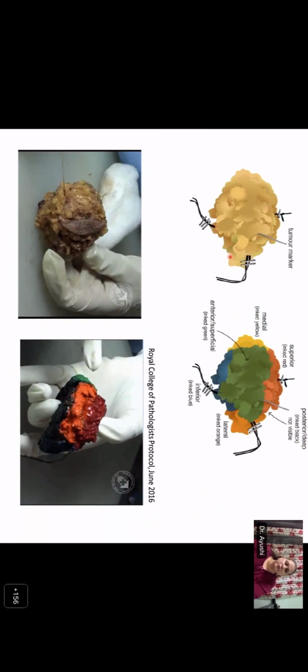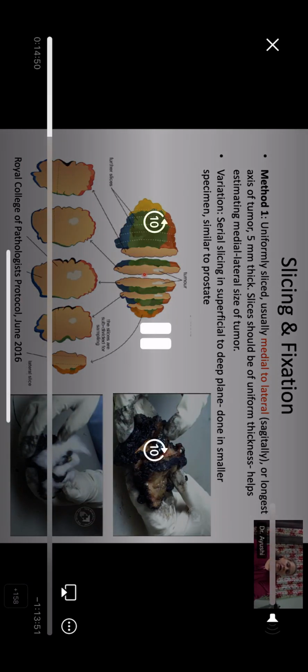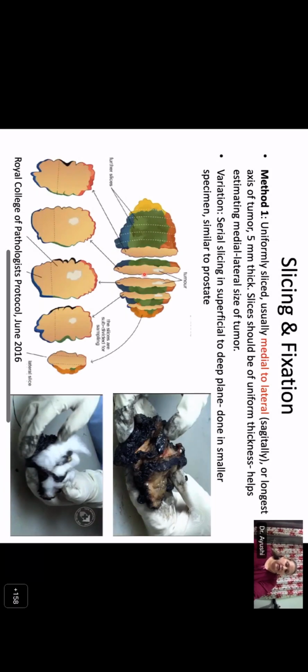So now you have a specimen which was oriented and inked in an appropriate manner, and now you have to slice the specimen. Because most of the tumors have the longest dimension along the medial to lateral axis, the slicing is usually from medial to lateral in a sagittal fashion, or along the longest axis of the tumor, and the slices should be 5 mm thick. The variation is that if the tumor's largest dimension is anteroposterior, then you can slice it in a superficial to deep plane, similar to what is done in the prostate. But by convention, we slice it in the medial to lateral direction.